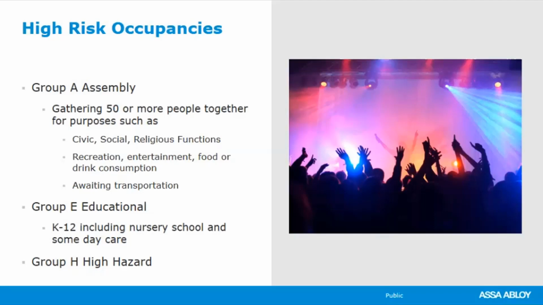Group E educational is also high risk. It is K through 12, including nursery school and some daycare. And when you're dealing with young school-age children, even though they have fire drills and they're familiar with their surroundings, they are prone to panic if there is a fire. And Group H is high hazard. Regardless of the occupant load, it is high risk, even though it's not normally occupied space.